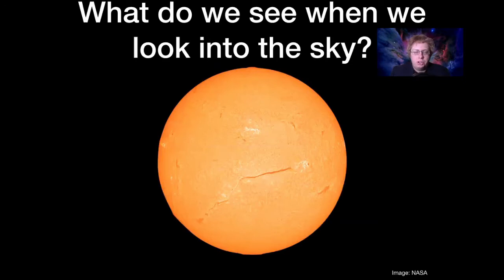So, I wanted to start by going through a few of the objects that we see when we look up into the sky. So, obviously, the first thing that comes to mind is the sun. The sun is a glowing orb. It casts light over everything. When it's in the sky, it keeps us warm. We can feel its warmth on our skin.